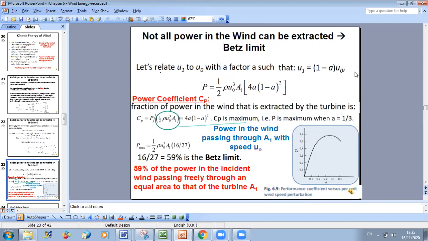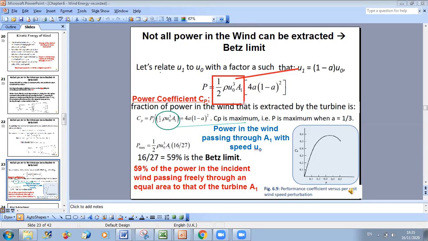So since u1 is smaller than u0, we can set u1 equal to 1 minus a certain value a, between 0 and 1, times u0. And then if we plug u1 in terms of u0 inside the power relation, we get the following. Okay? So it's a simple replacement. We get the power equation. Now, from this equation, what can we conclude? First, this is the maximum power we can get.